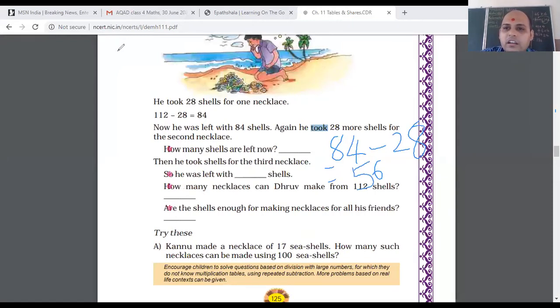Yes, correct answer. Very good, Nidhi. Very good. So then he took shells for the third necklace. So again, for the third time, we have to do the same. What will happen after that? 56 minus 28. What will be the answer here? 28. How many necklaces can Dhruv make from 112 shells?